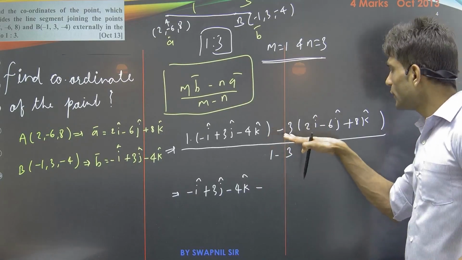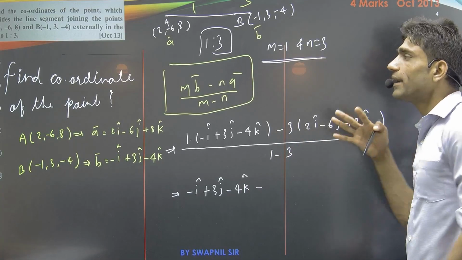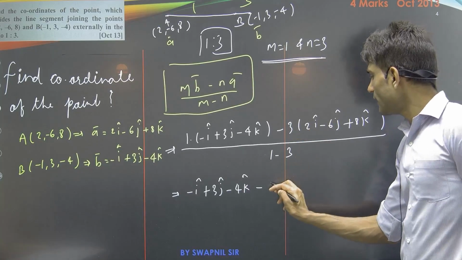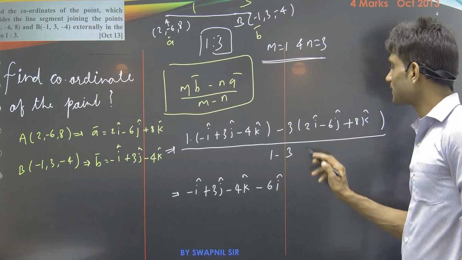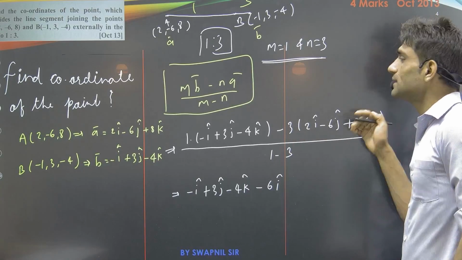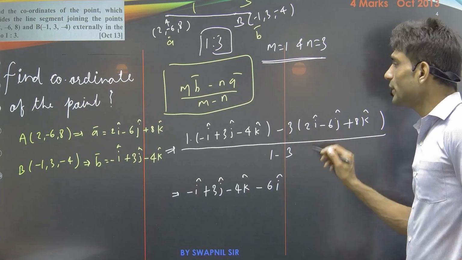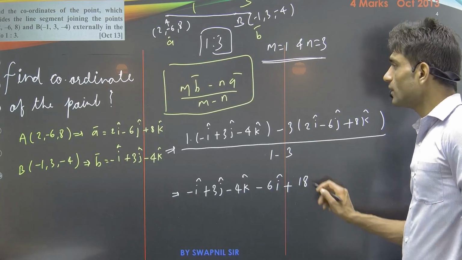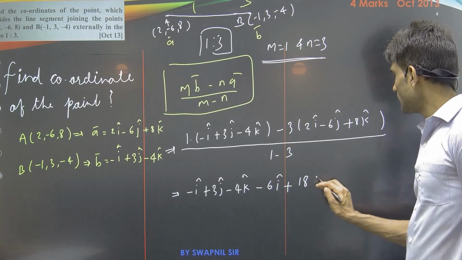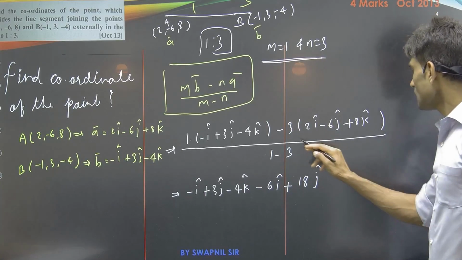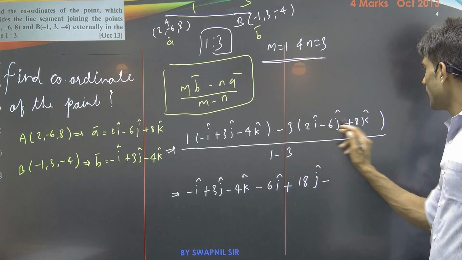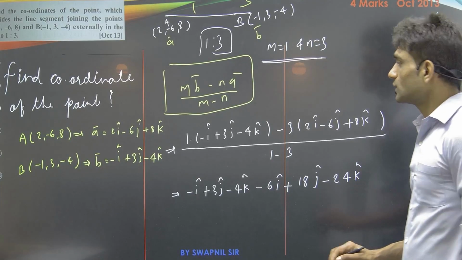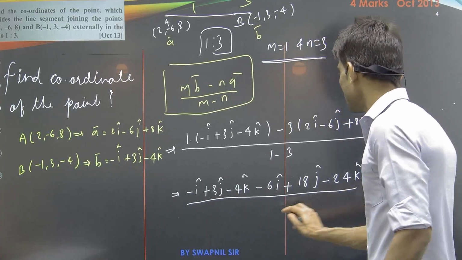Now what I'm going to do here, I'm going to multiply the negative sign under the bracket as it is. Negative 3 multiplied by 2 i cap, so negative 6 times i cap. Negative 3 multiplied by negative 6 j cap, so negative negative goes to positive, 3 sixes are 18 j cap. Negative positive multiplied by negative 8, 3 eights are 24 k cap. Completely divided by 1 minus 3, which gives us minus 2.